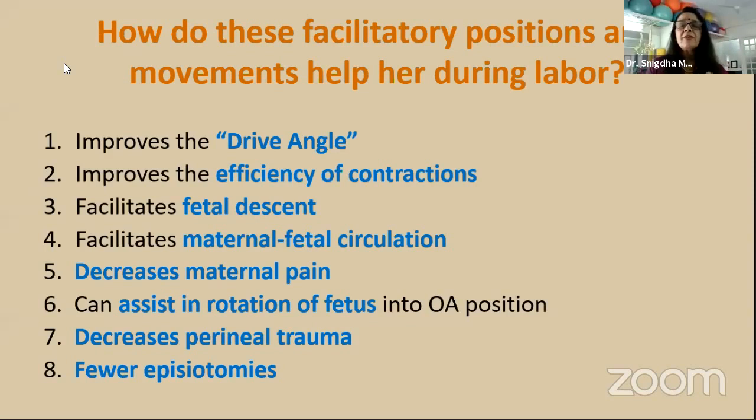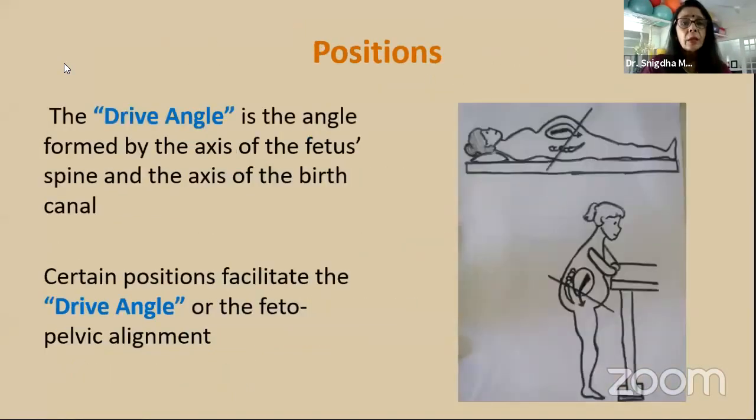Let's talk about facilitatory positions and movements that we can help the woman with during labor. How do they help? They improve the drive angle. They improve the efficiency of contractions. They facilitate the fetal descent, facilitate maternal fetal circulation, decrease maternal pain, and can assist in rotation of the fetus into the OA position, occiput anterior position. They decrease perineal trauma, and there are fewer chances of episiotomy, or the episiotomy cut is lower or smaller. So what is this drive angle?